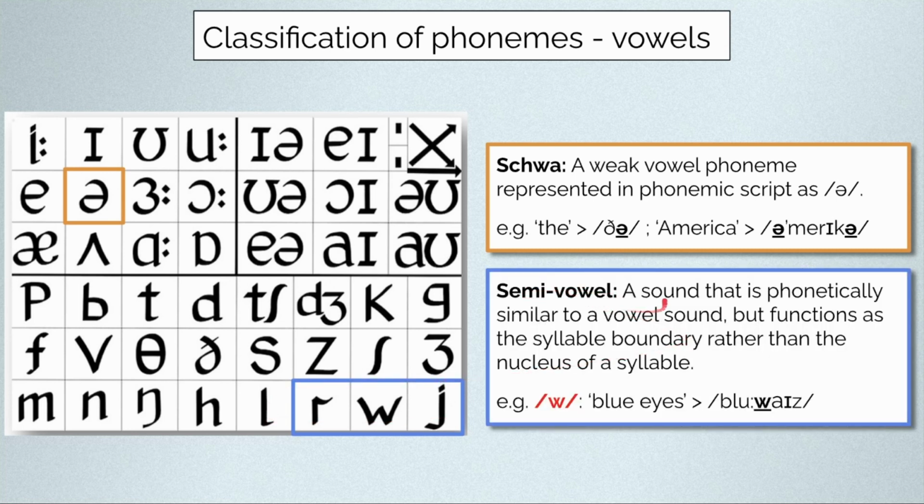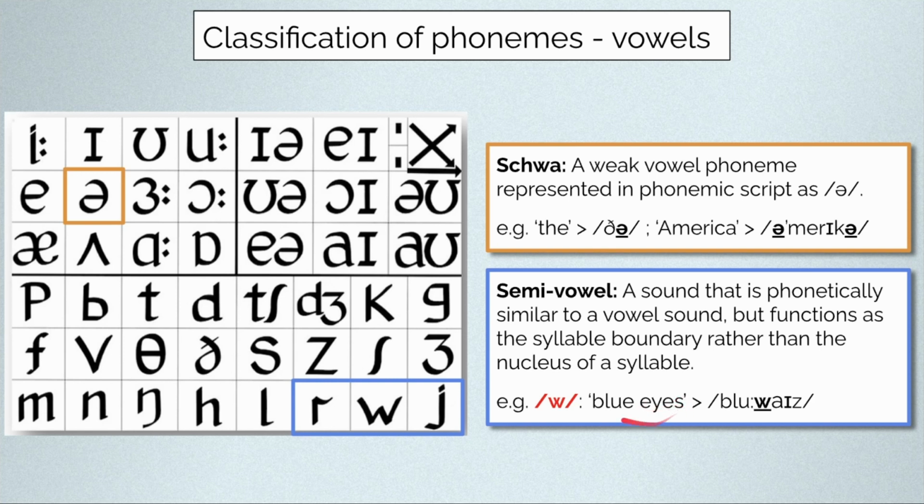A semivowel is a sound that is phonetically similar to a vowel sound but functions as the syllable boundary rather than the nucleus of a syllable. Nucleus is the vowel sound of any syllable. So in blue, the nucleus is /uː/, and the onset here is /b/. In eyes, the nucleus is /aɪ/, and the coda is /z/.